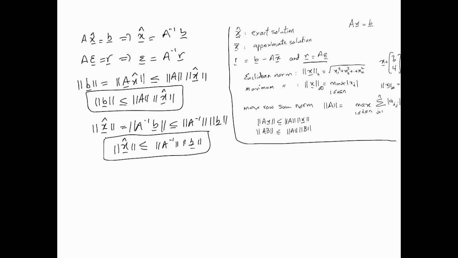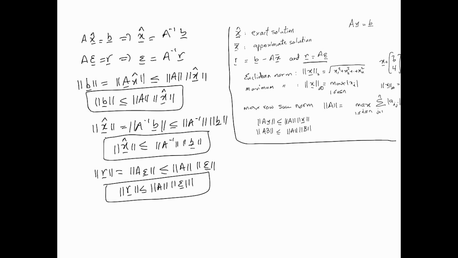Let's go to the next set of equations, the next two equations. I know they're coming from the same one, but that's not the point. The point is, you see this one now here. Let's look at what is the norm of R from this. Well, the norm of R is equal to the norm of A times epsilon, which is less than or equal to the norm of A times the norm of epsilon, which means essentially that the norm of R is less than or equal to the norm of A times the norm of epsilon. Let's put a little square on that. So these are three important results.